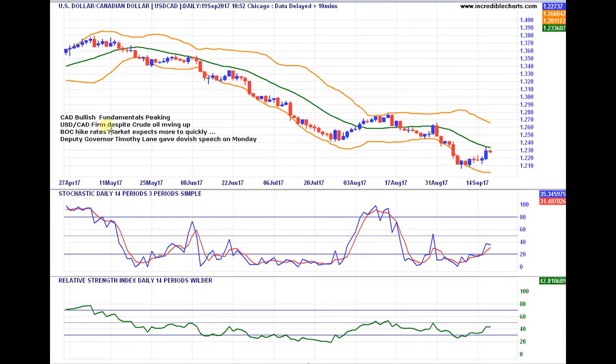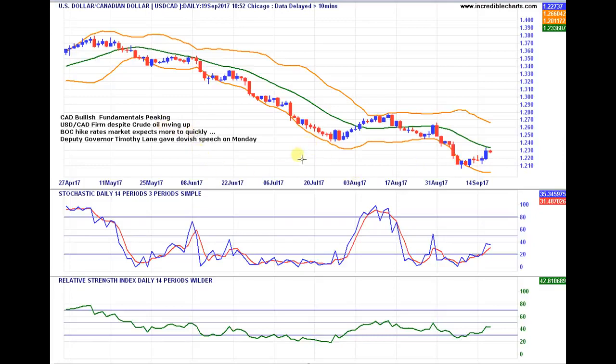Just wanted to look at the Canadian dollar fundamentals first of all, because obviously the fundamentals drive the chart at the end of the day, along with sentiment. Obviously, we've got very bullish sentiment towards the Canadian dollar. But I believe these CAD bullish fundamentals are peaking. USD CAD has been firm despite crude oil moving up.